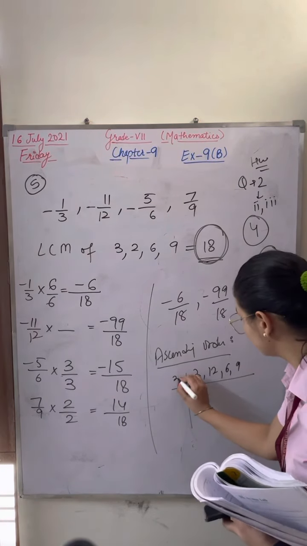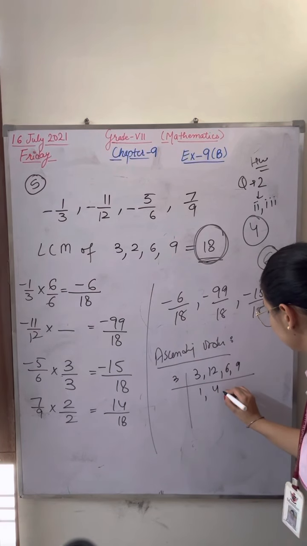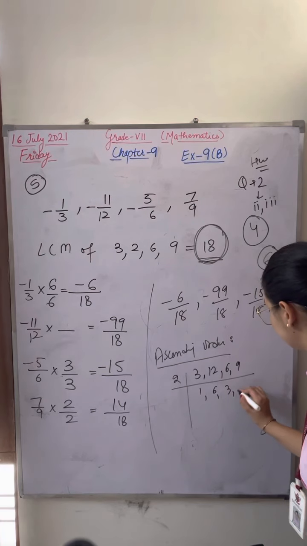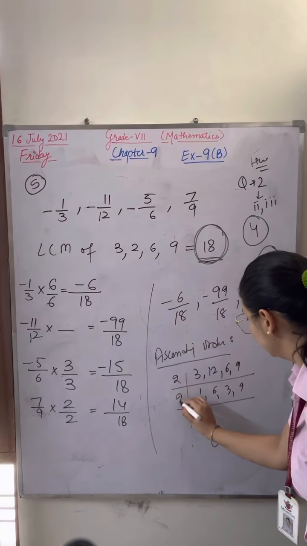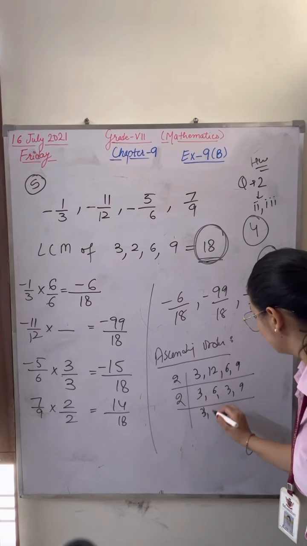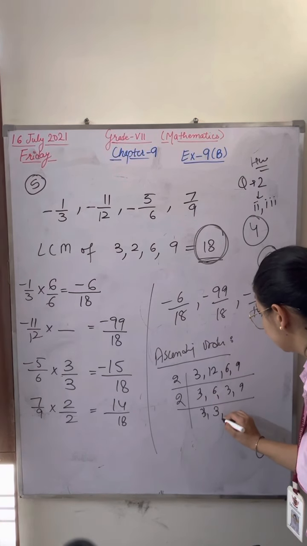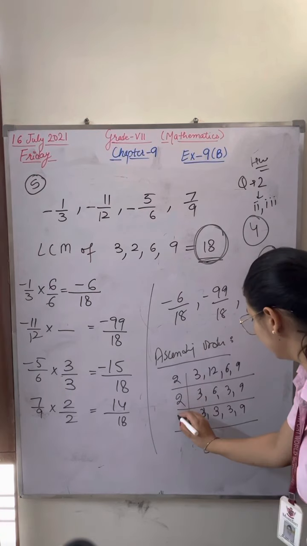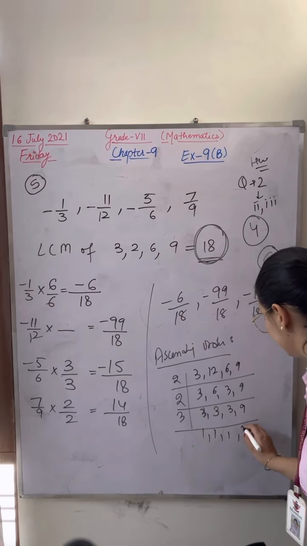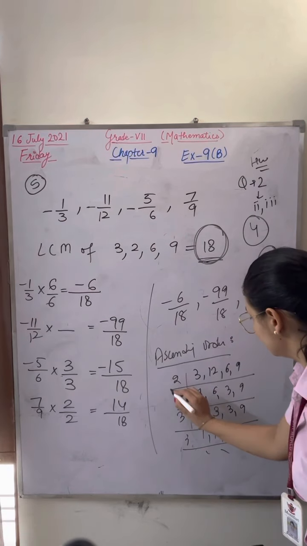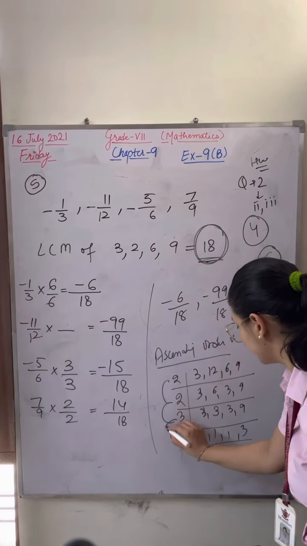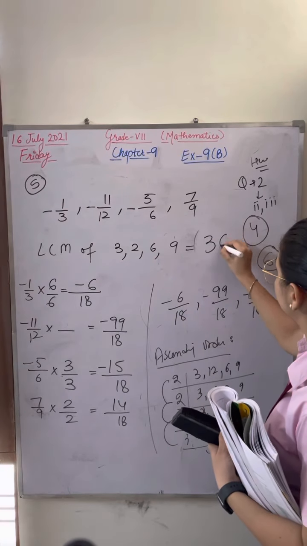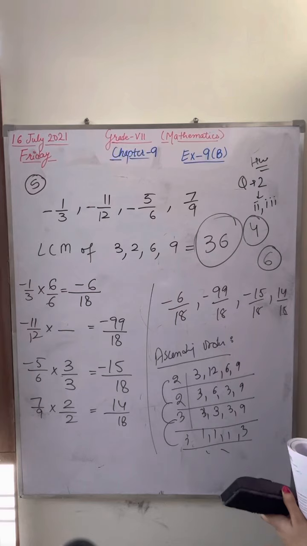So 3 ones are 3, 3 fours are 12, and you can start with the 2 table. 2 ones are 2, 2 sixes are 12, 2 threes are 6, 9 as it is, 3 as it is. Now 3 ones are 1, 1, 1, 3 threes are 9. 2 twos are 4, 4 threes are 12, 12 threes are 36. Arshia has written the correct answer. 36 will be the LCM.